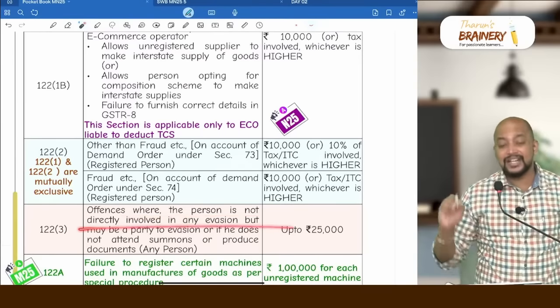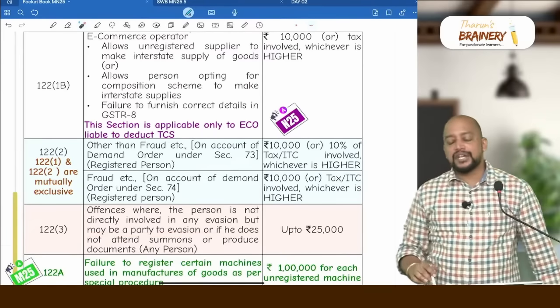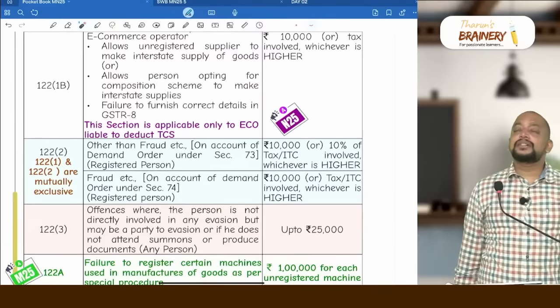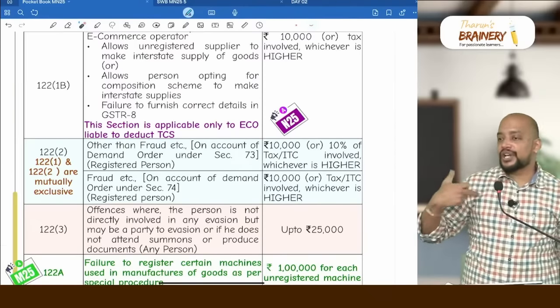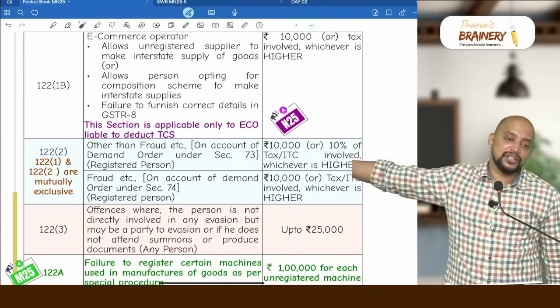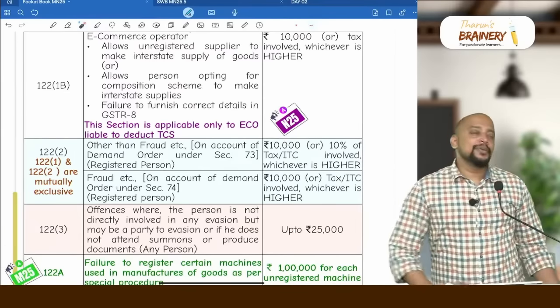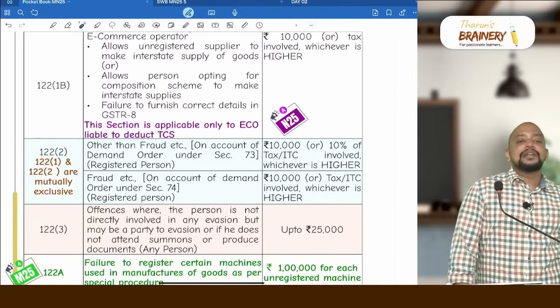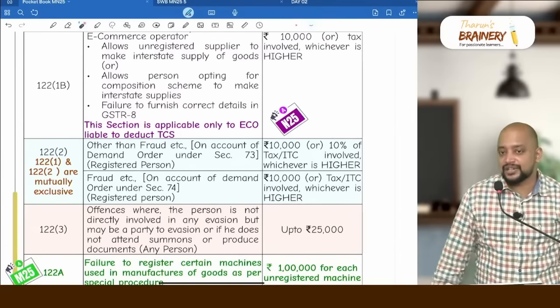Offences where person is not directly involved in any evasion but may be a party to evasion. For example, I am asking my driver to transport the goods without documents. So I am doing transportation related default and my driver will come under 122 subsection 3 because he assisted me. Then I am asking my accountant to make supply without invoice. So on me there will be invoice default, but on my accountant there will be 122 subsection 3.